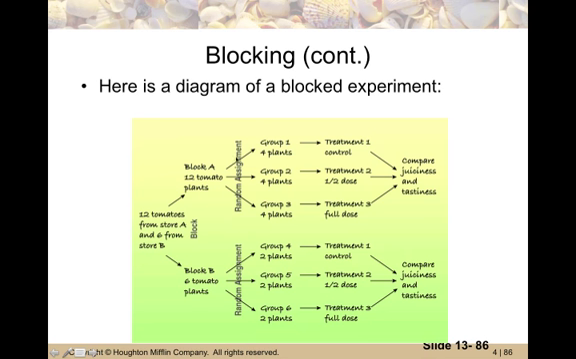What they did was randomly assign a third of the 12 tomato plants from block A, from store A, to each of the 3 groups. So treatment 1, the control group, got 4 plants. Treatment 2, the half dose group, got 4 plants, and the full dose group got 4 plants from store A. Then they did a similar thing with the 6 plants bought from store B, and they randomly assigned a third of those plants to the different treatment groups.